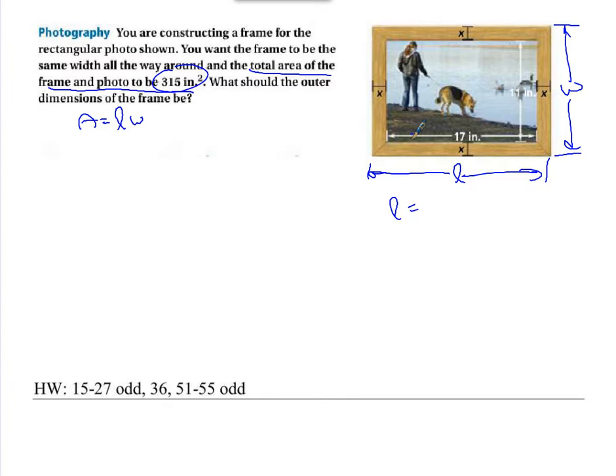It's not x squared though, because I'm adding. What if I add x? Like if this was 2 and this was 2, or better yet, if this was 3 and this was 3, I'd have a total of 23, right? So I'm just adding 17 plus x plus x. So this is actually 2x plus 17. And how about the width? We can do the same idea for the width. W equals what?